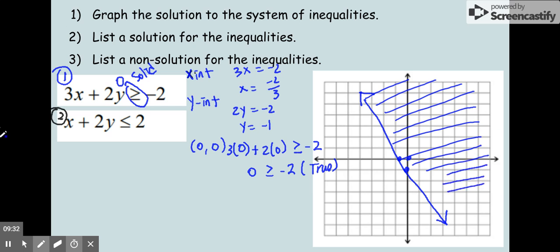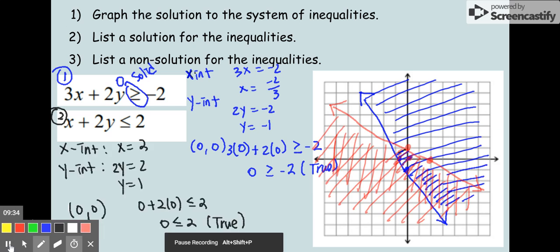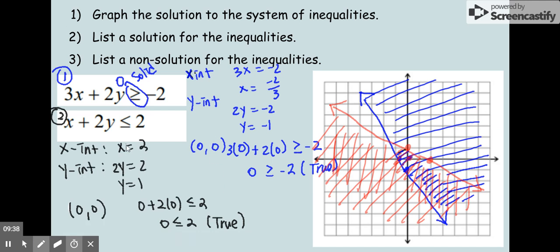And I'm going to finish the next line. So now let's check. I just find the x- and y-intercepts and use the testing point to see if it's true or false. And this point is true, so I just shaded under the pink line. And we have 4 regions, 1, 2, 3, and 4. Only 4 is shaded twice. So the answer is going to be this.